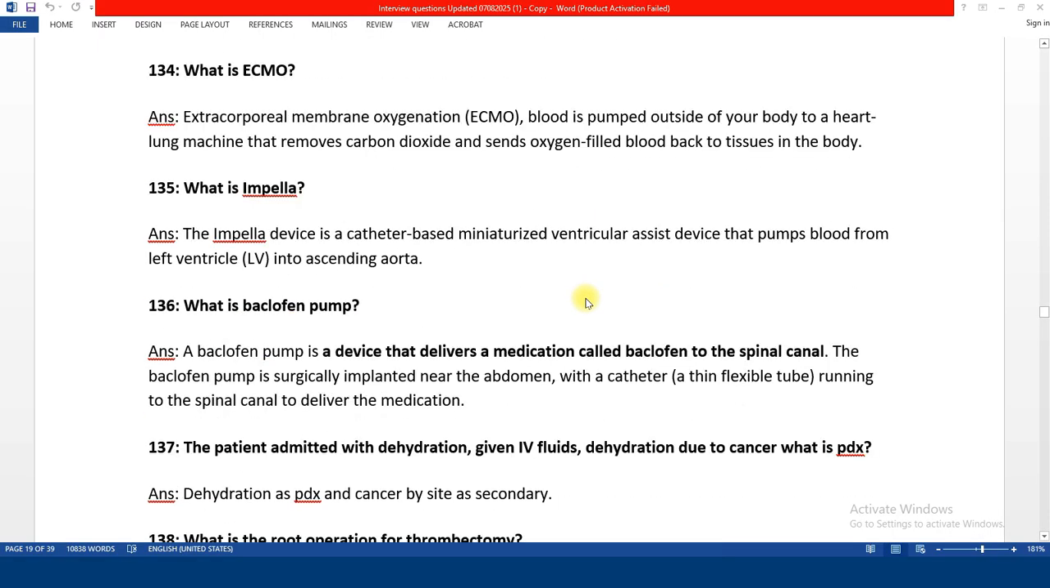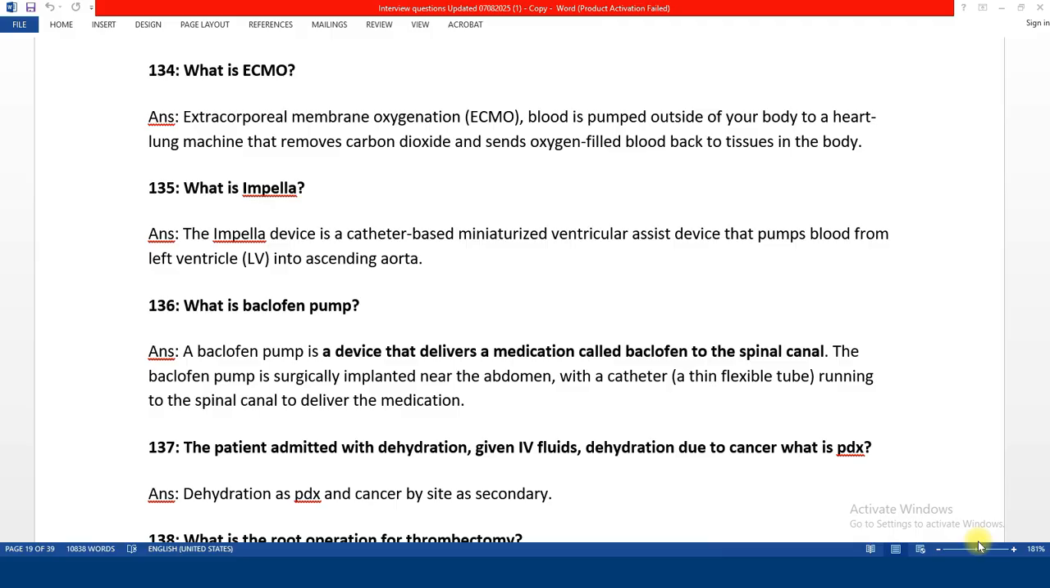Okay. So what is ECMO? Extracorporeal membrane oxygenation. Blood is pumped outside of your body to a heart-lung machine that removes carbon dioxide and sends oxygen-filled blood back to tissues in the body. So basically this is using the ECMO, extracorporeal membrane oxygenation.